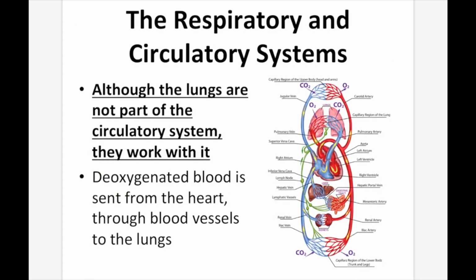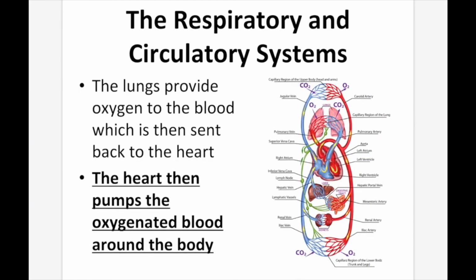The respiratory and circulatory systems. So although the lungs aren't part of the circulatory system itself, they work with it. Deoxygenated blood is sent from the heart through the blood vessels to the lungs. And you can see the lungs located right here, and you can see the carbon dioxide right there being exhaled from the body. So blood comes to the lungs, it drops off carbon dioxide, and it's going to pick up the oxygen. The lungs provide oxygen to the blood, which is then sent back to the heart. And we can see that right here, being sent to the left side of the heart, to the left atrium, and then to the left ventricle, and then out through the body.